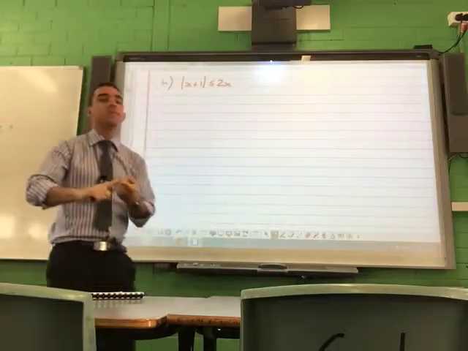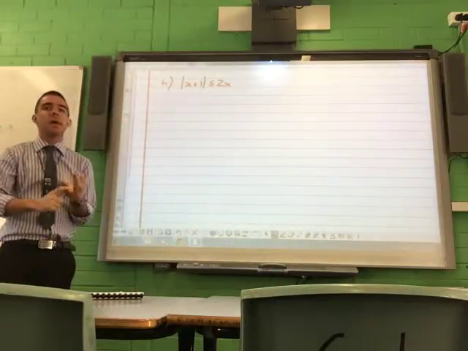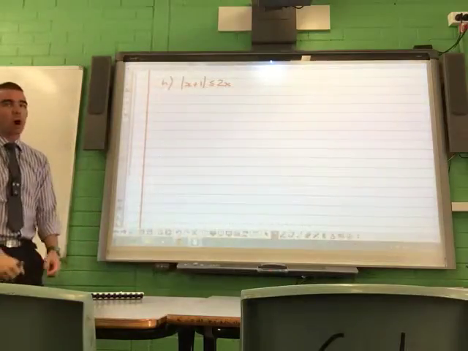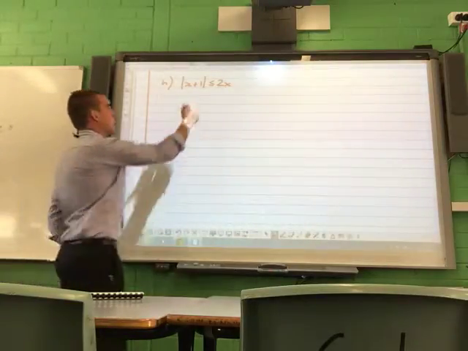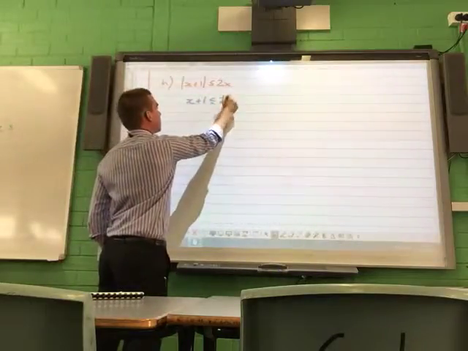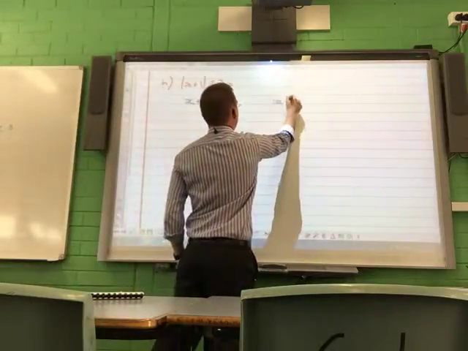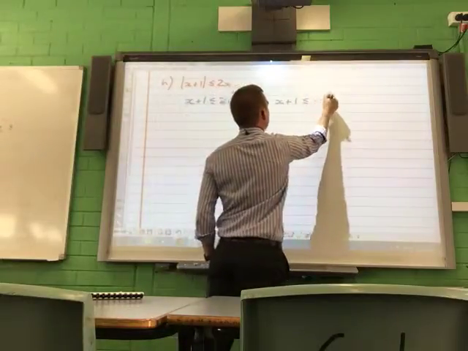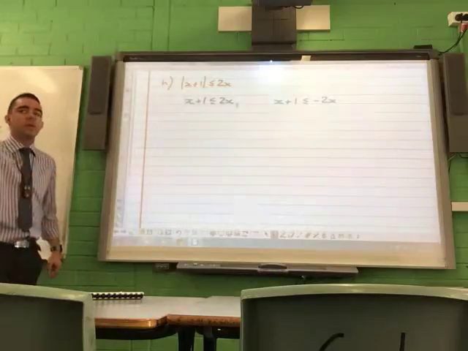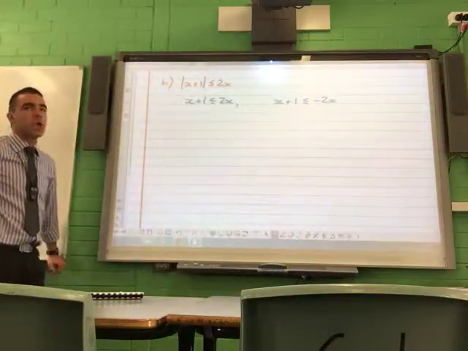Okay, so absolute value and inequality means you need to check the region bounded by your solution. So let's set it up. |x + 1| is less than or equal to 2x, and x + 1 is less than or equal to negative 2x. You've got to set the positive and the negative on either side of the inequality.